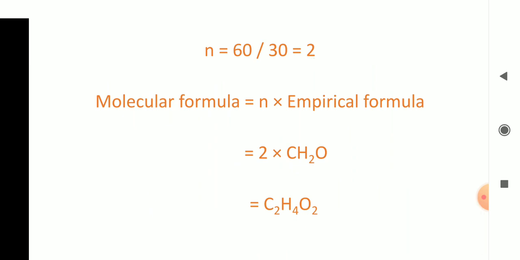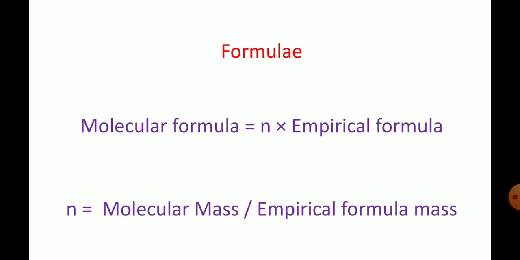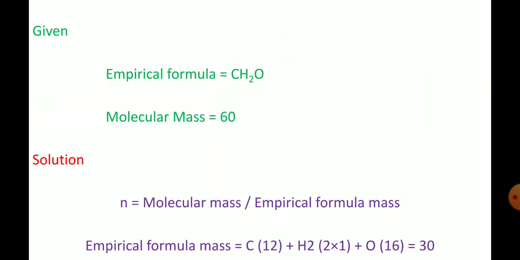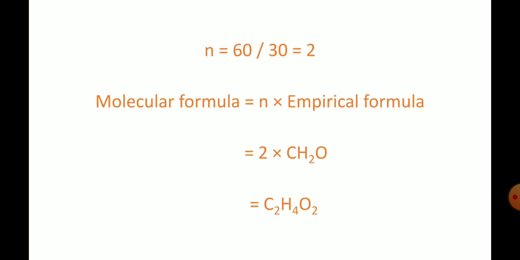Okay, dear students, in this video, what are the things we have seen? We have seen how to calculate the molecular formula from the empirical formula. For this, we have to remember two formulae. Molecular formula is equal to n into empirical formula, and n is equal to molecular mass divided by empirical formula mass. There is a problem I have taken. First, calculate the n value. For calculating the n value, we need the empirical formula mass, and I have explained how to calculate the empirical formula mass. And after finding the n value, we can substitute in the other formula and we can get the molecular formula of the compound.